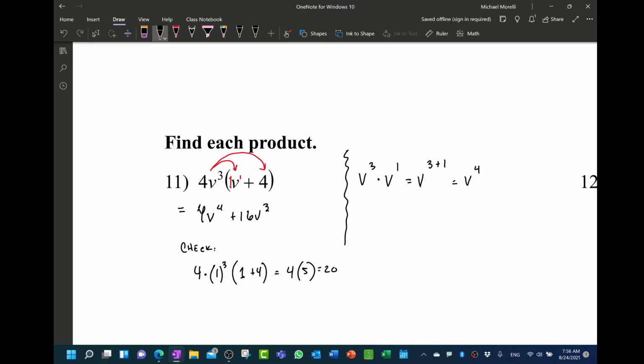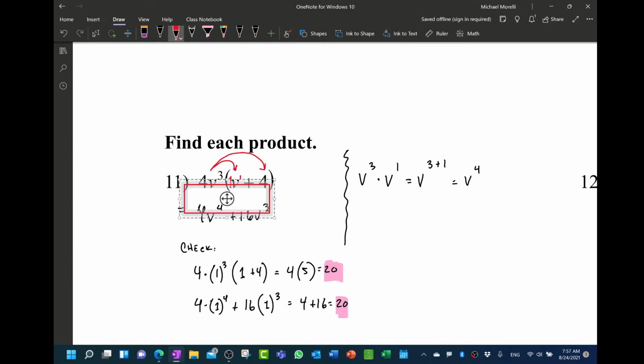So the question is, does this evaluate out to 20? Well, let's write it down. 4 times 1 raised to the 4th power plus 16 times 1 raised to the 3rd power. Well, what is that? 1 to the 4th is 1, and 1 to the 3rd is 1. So we just have 4 plus 16, and that gives us 20. And so now you have confidence that you did the problem right. And you can put the box around the answer.